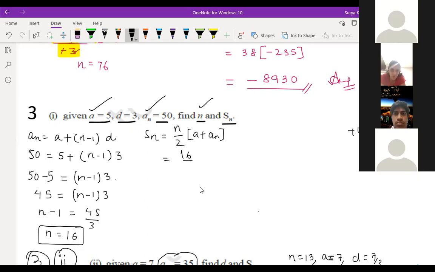16 by 2, bracket 5 plus 50. Okay. 8 into 55. So answer is 8 5s are 40, 44, 440, right? Yes. Is this clear to everyone, children? Yes, sir. Now, Javian, you should tell me the second answer, okay?